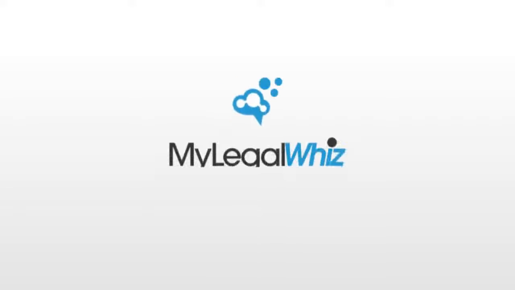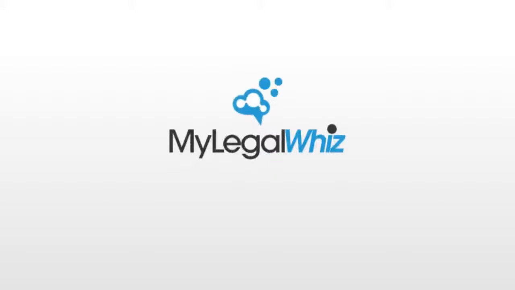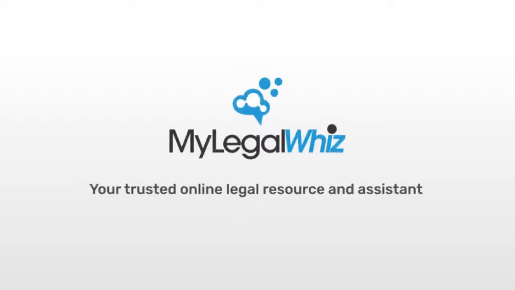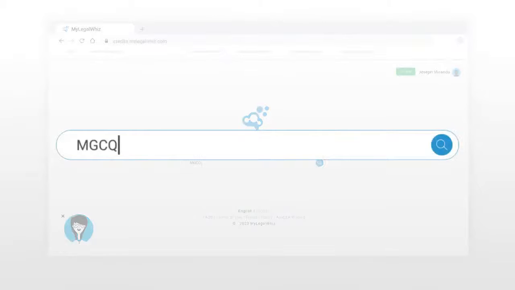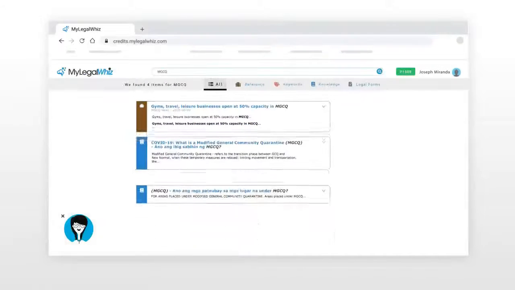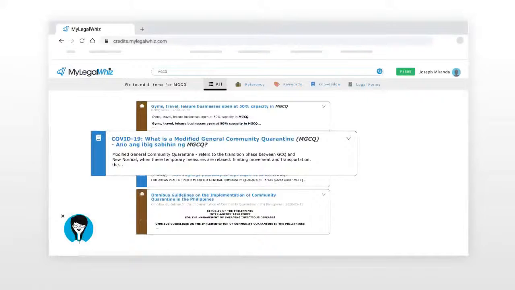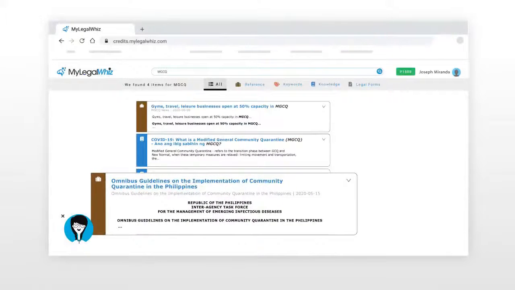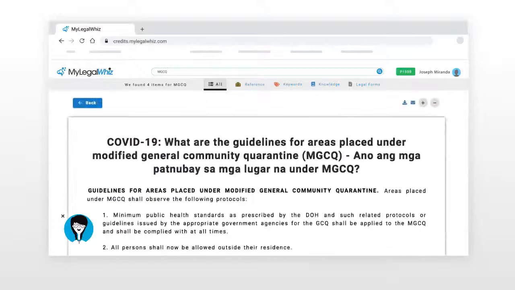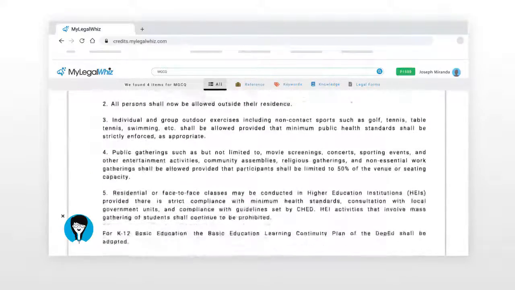When you need legal guidance, MyLegalWhiz is your convenient online legal resource and assistant. Start by going to credits.mylegalwhiz.com. Once logged in, type, for example, MGCQ, which stands for Modified General Community Quarantine, and all information related to MGCQ will appear. Click the link and you'll see guidelines for areas under MGCQ.